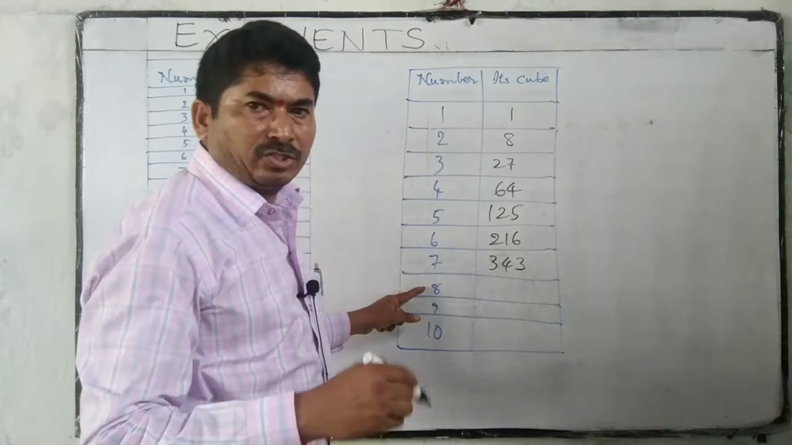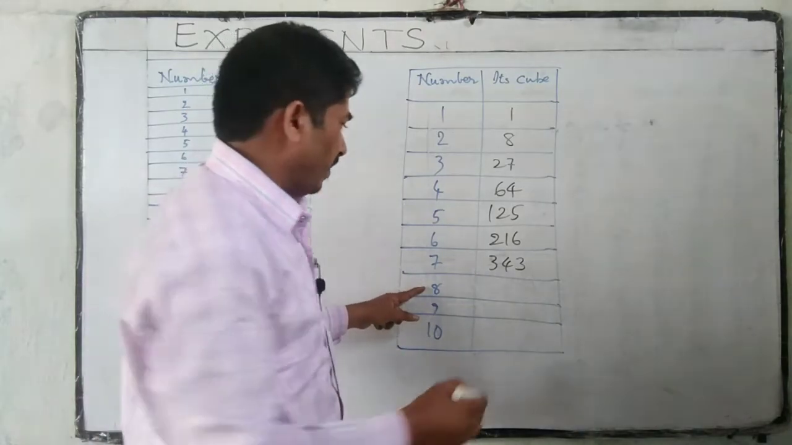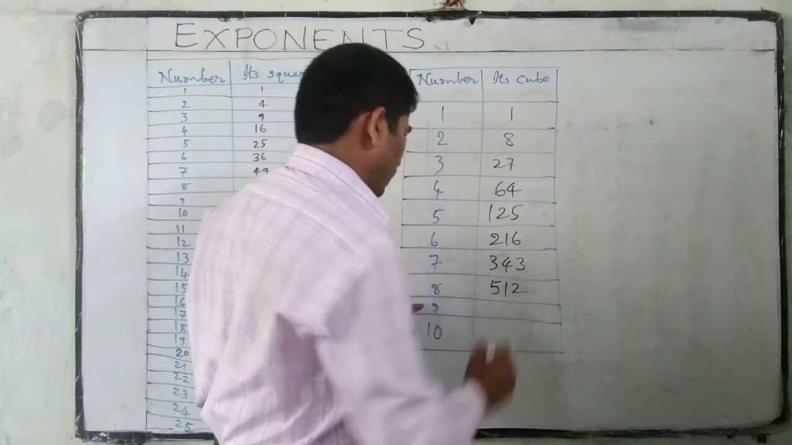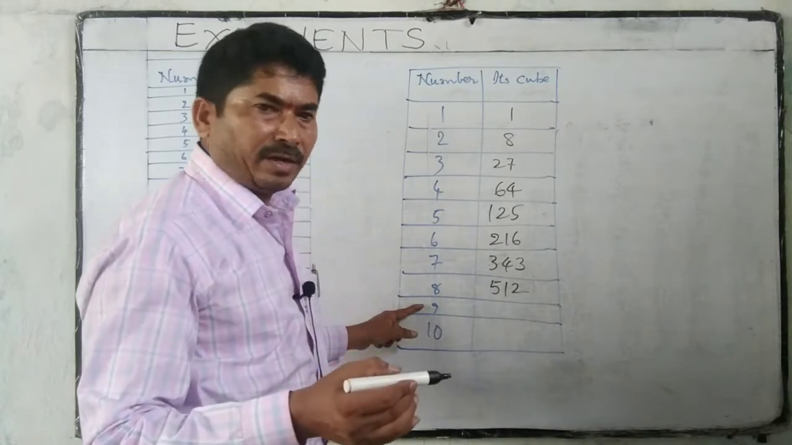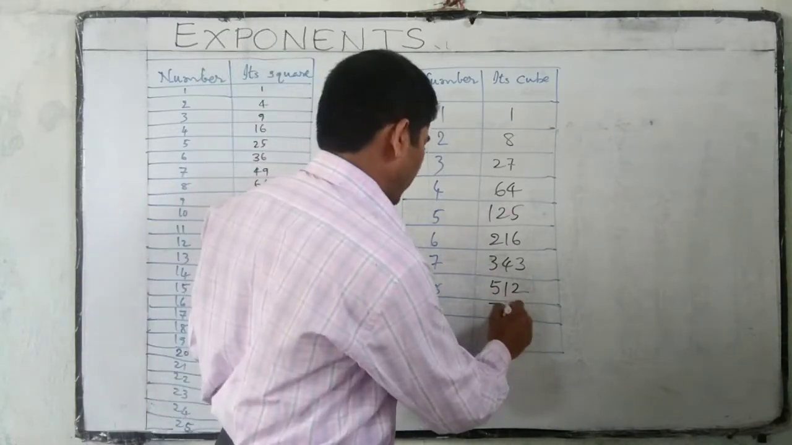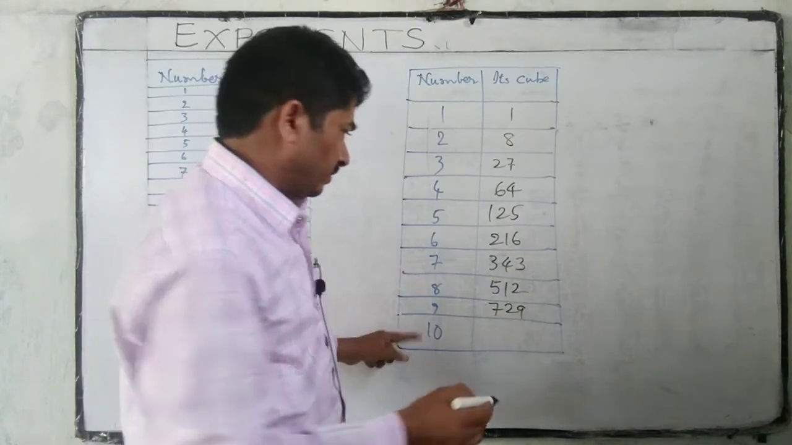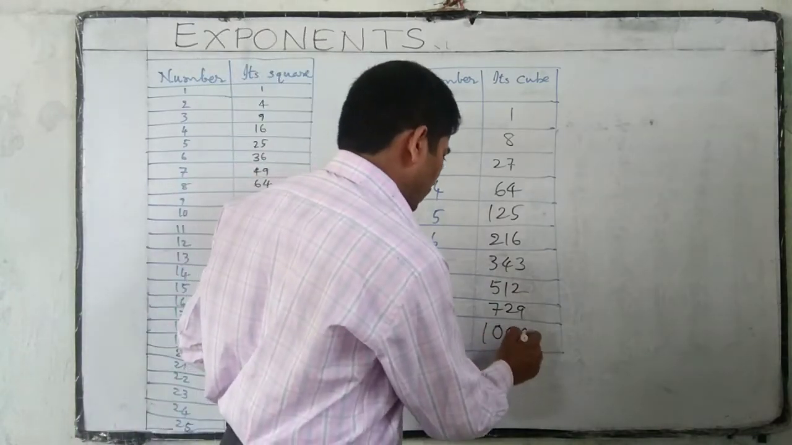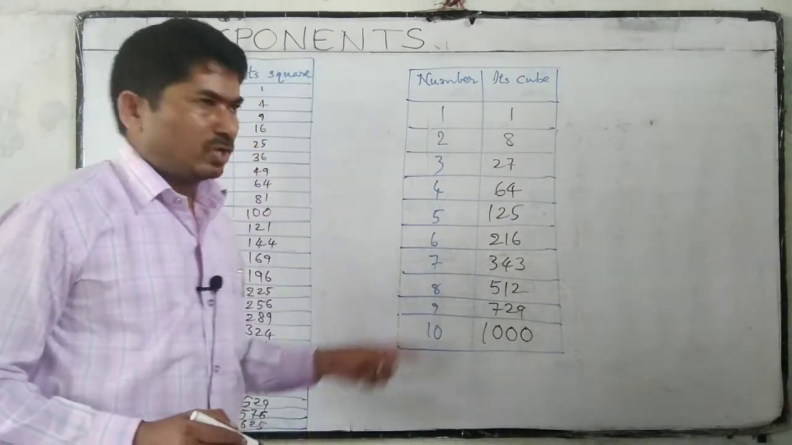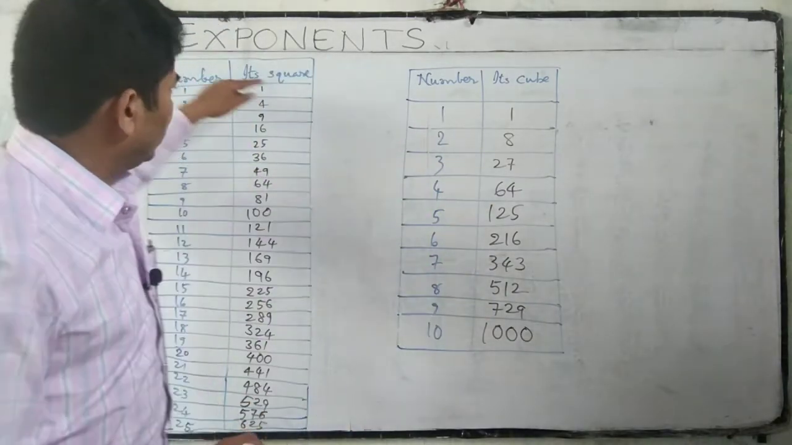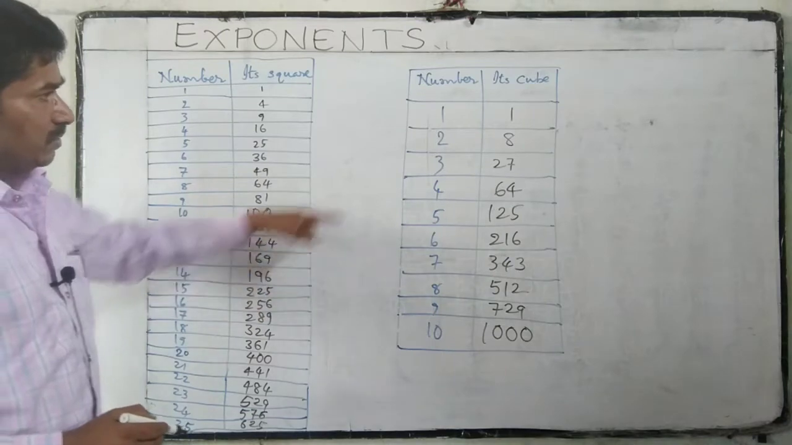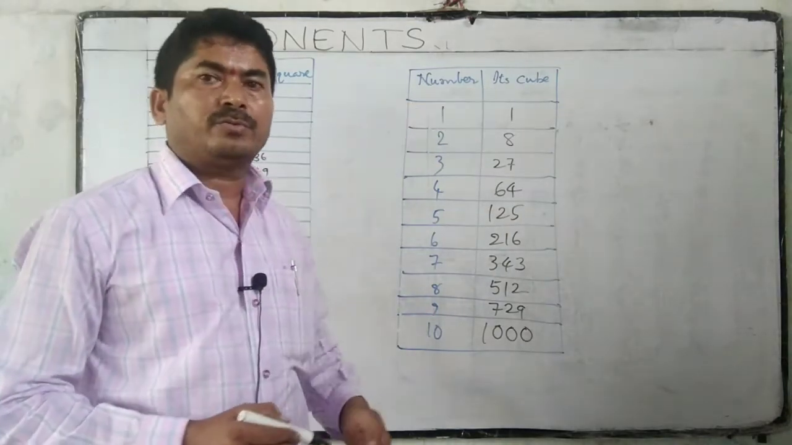8 cube: 8 eights are 64, 64 eights are 512. 9 cube: 9 nines are 81, 81 nines are 729. 10 cube: 10 tens are 100, 100 tens are 1000. These are also standard cubes, these are standard squares, these are standard cubes.